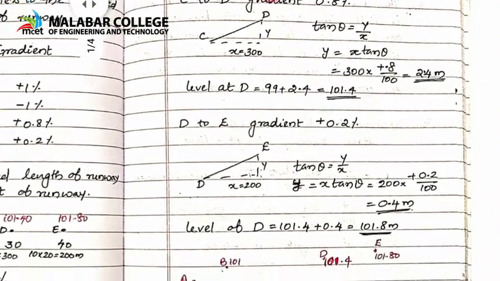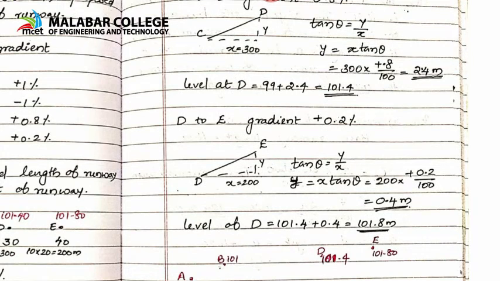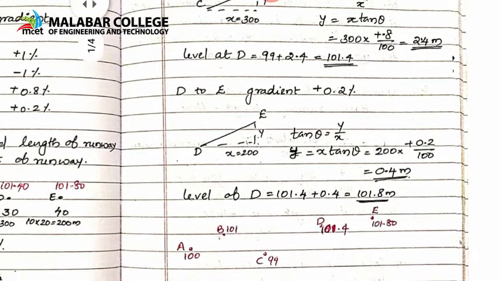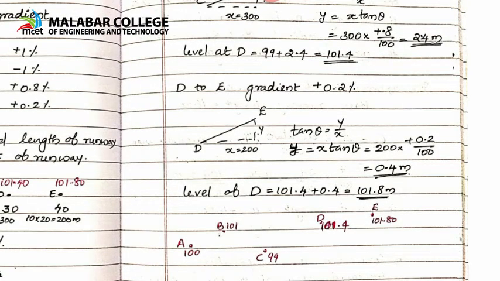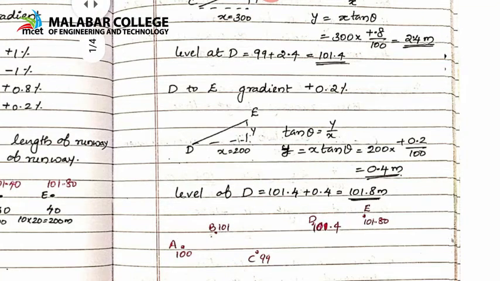Then consider the points D to E. The gradient is plus 0.2%, that is increasing gradient. Then consider horizontal distance x is equal to 200 and y is the vertical distance. Tan theta is equal to y by x, y is equal to x tan theta. Then substituting the values, x is equal to 200 and tan theta is equal to plus 0.2%, that is plus 0.2 by 100.